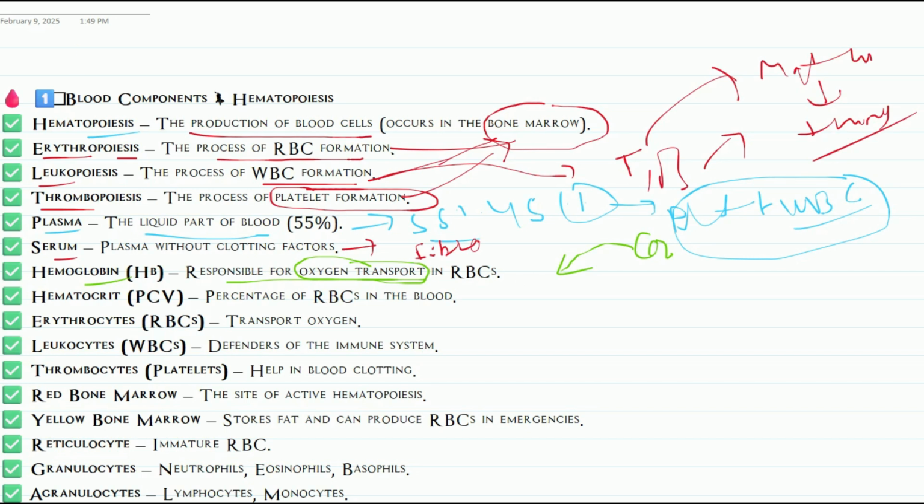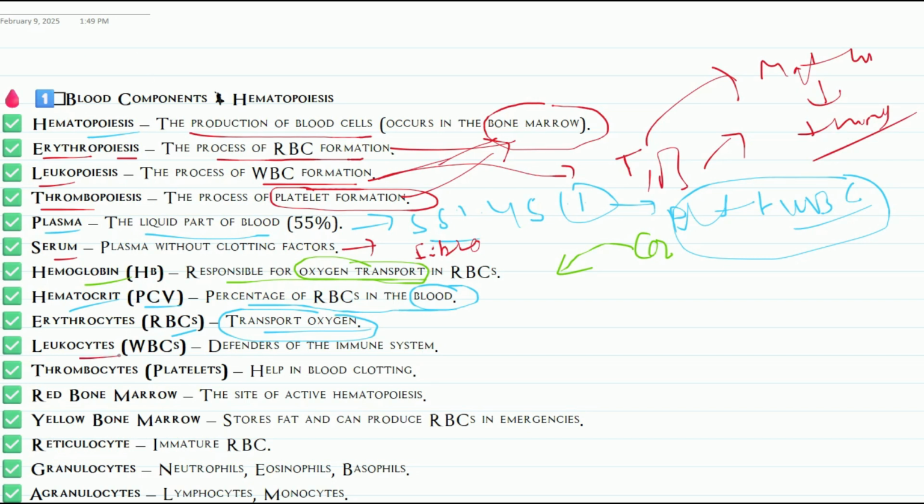Now another one we have is hematocrit. Hematocrit, whose other name is PCV, packed cell volume. So it mainly defines the percentage of RBC in the blood, right? Erythrocyte. Erythrocyte means RBCs. What do they do? They transport oxygen, right? Transporting oxygen is the main function of erythrocytes, commonly asked in the exam maybe.